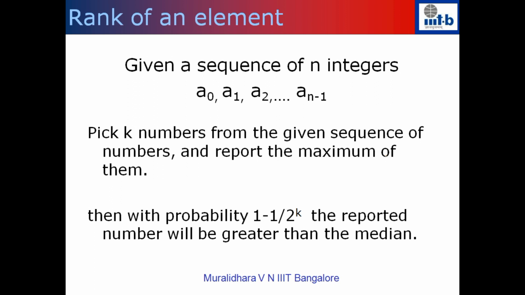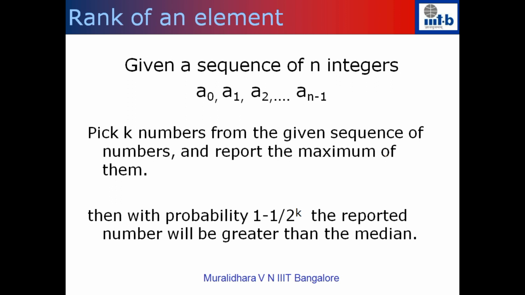I repeat, you are going to choose k numbers uniformly at random. As and when you choose these numbers, you only keep track of the maximum number and report it. So what we are saying is that this algorithm will give you a number which is greater than the median with probability 1 minus 1 by 2 to the power k.